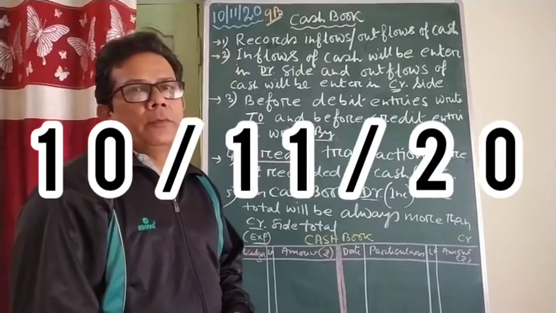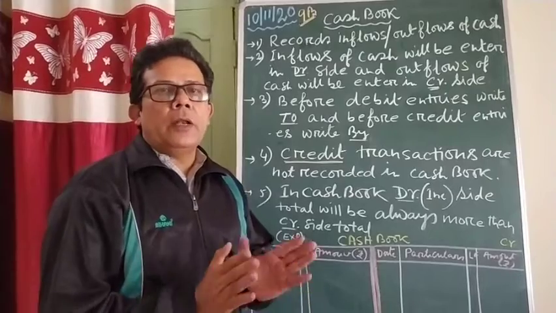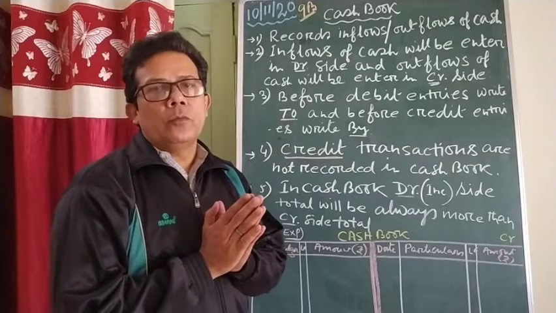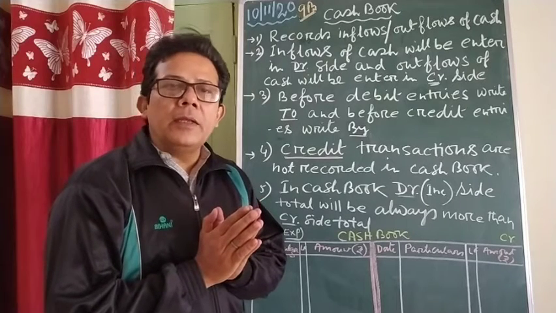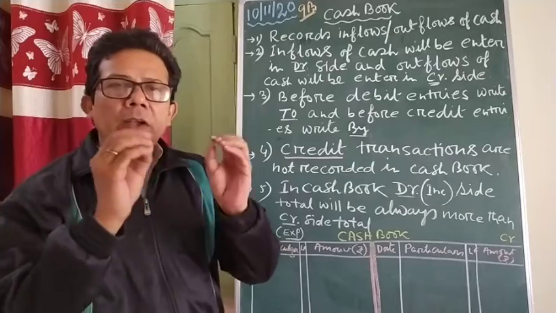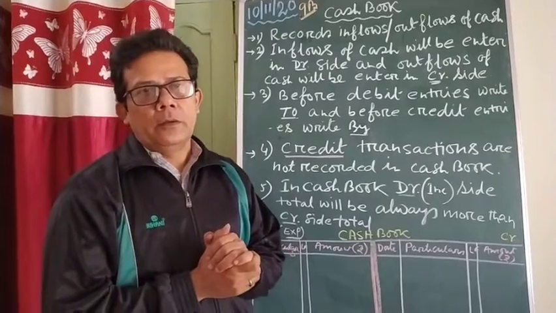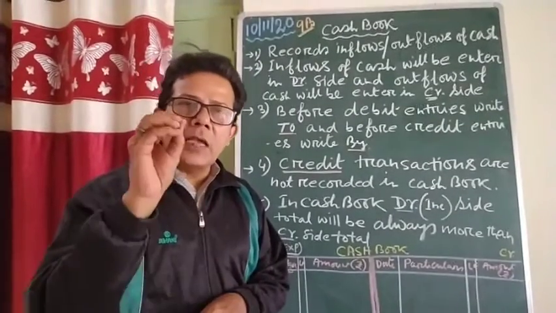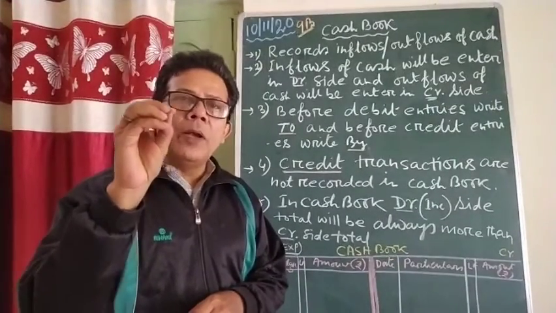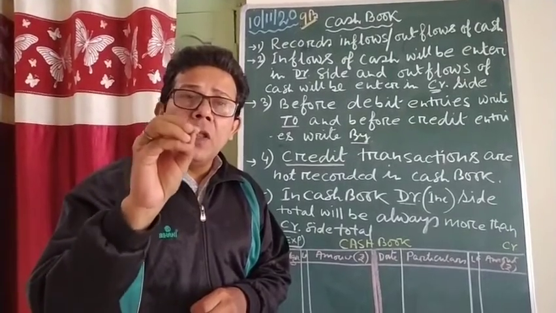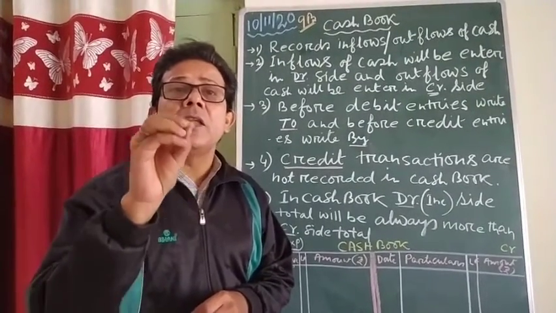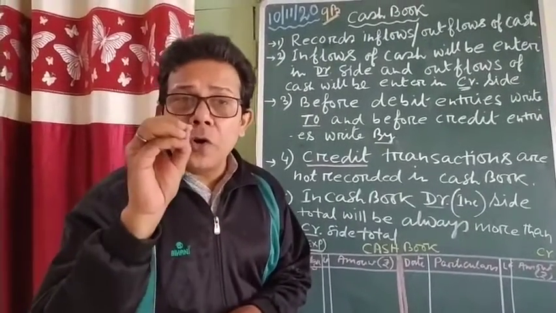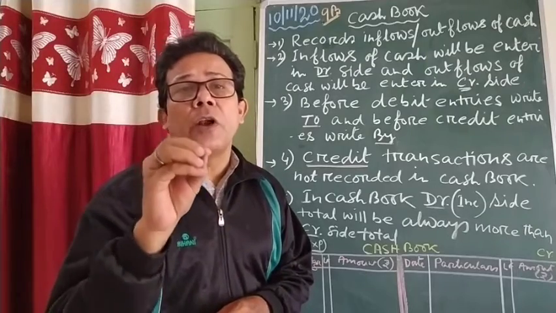Good morning, students. In yesterday's class, I discussed the meaning of cash book, and then I discussed the different types of cash book. In the definition I told you, in the cash book, we are maintaining the records of only the cash transactions in chronological order. No credit transactions are recorded in the cash book.